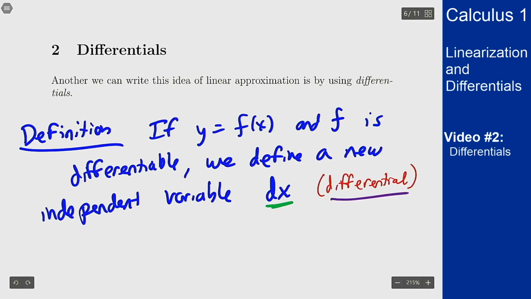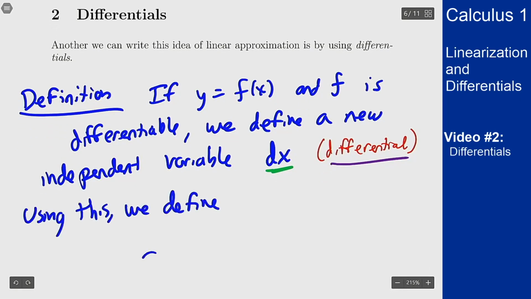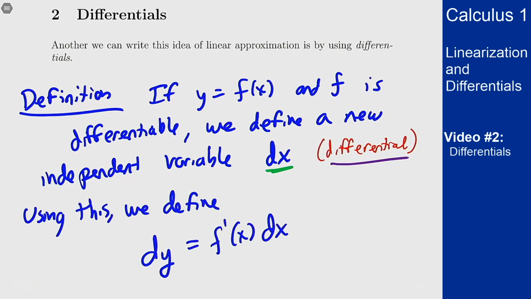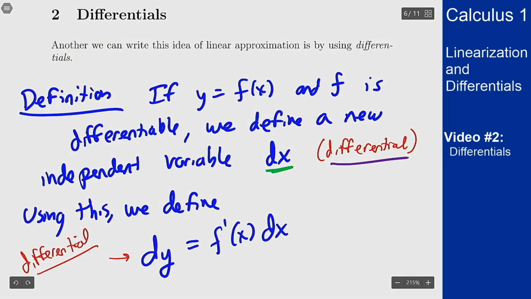Using this, we can define a dependent variable that's also a differential, dy, which is defined to be f prime at x times dx. So if you're given a value for x and a value for dx, you could plug into here to get what dy should be. This is a different differential. Basically, these differentials are these dx, dy, df things that we're going to have in this section.